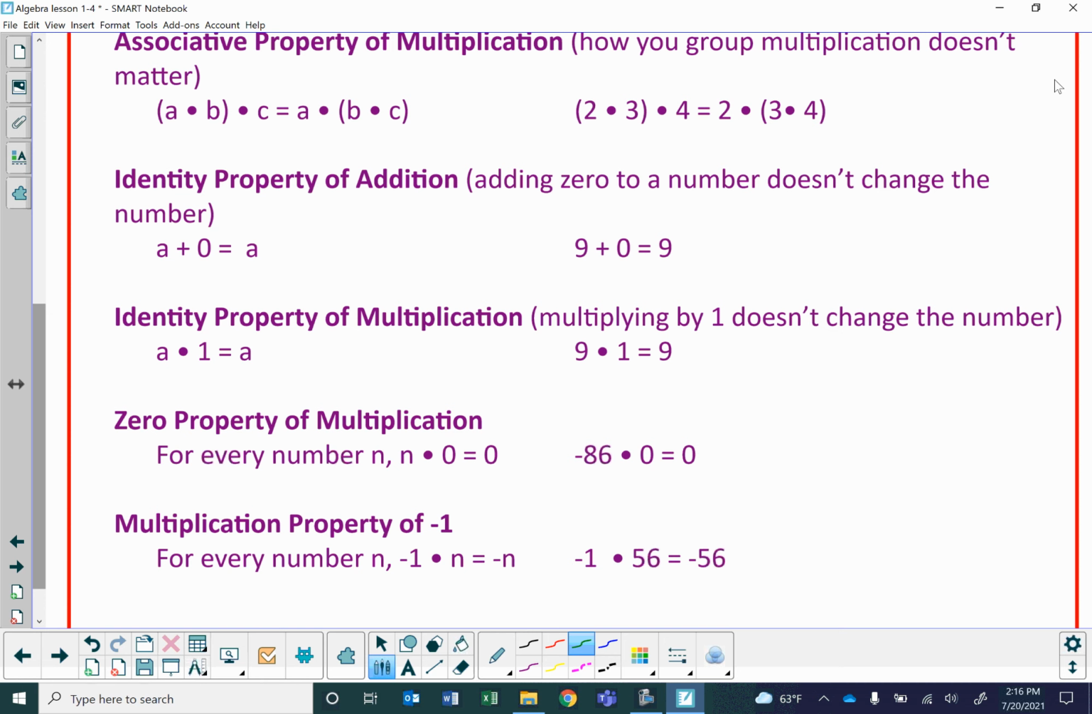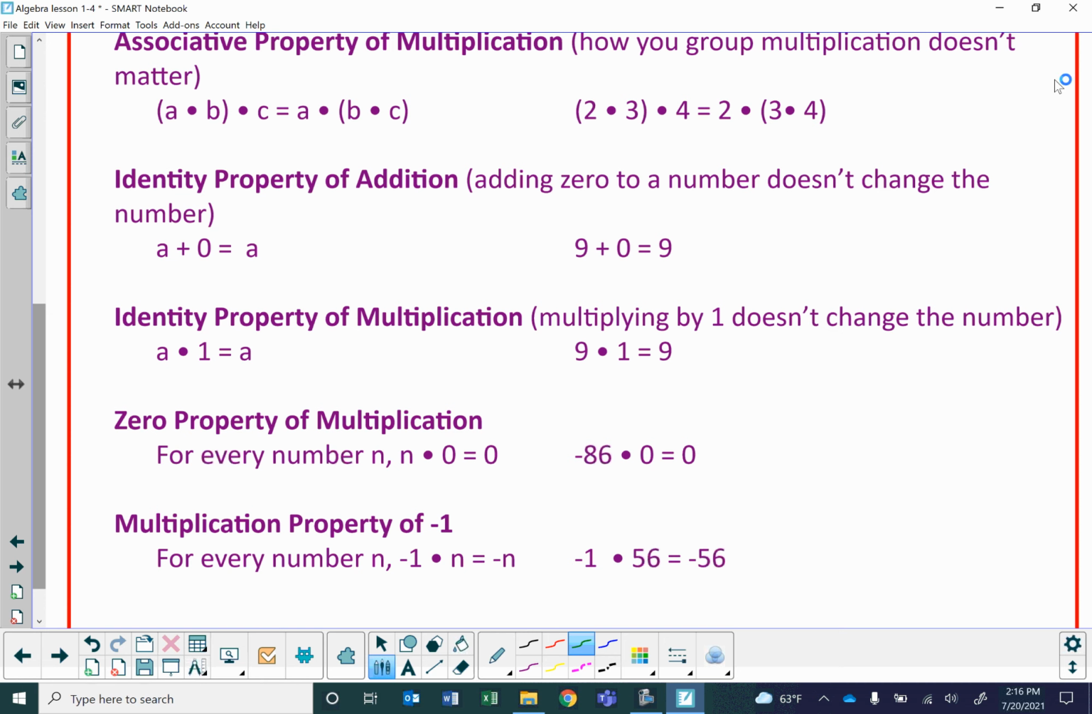So the identity property of multiplication goes along the same lines. What can you multiply a number by and not change that number? Well, that would be the number 1. Multiplying by 1 does not change your number. So A times 1 is A, 9 times 1 is 9. The zero property of multiplication says for every number n, n times 0 equals 0. So in other words, whenever you multiply something by 0, you get 0 as an answer. Whether that number is positive or negative, you still get 0 as an answer.